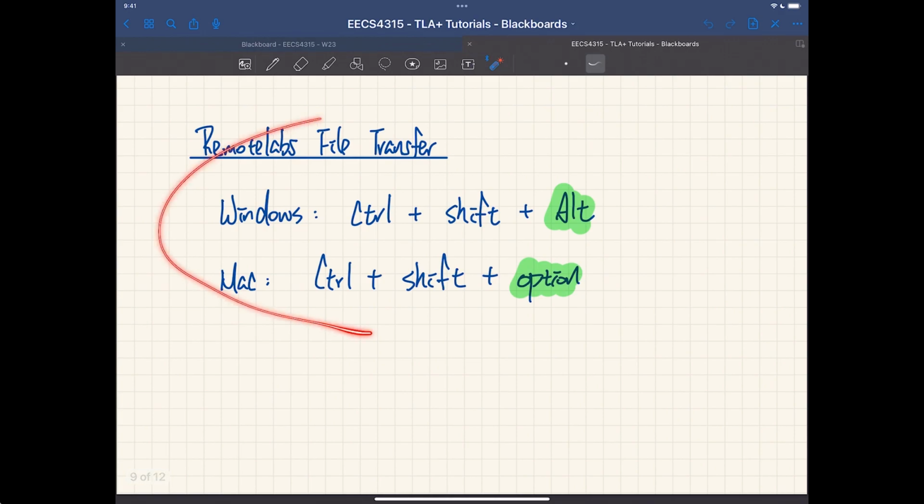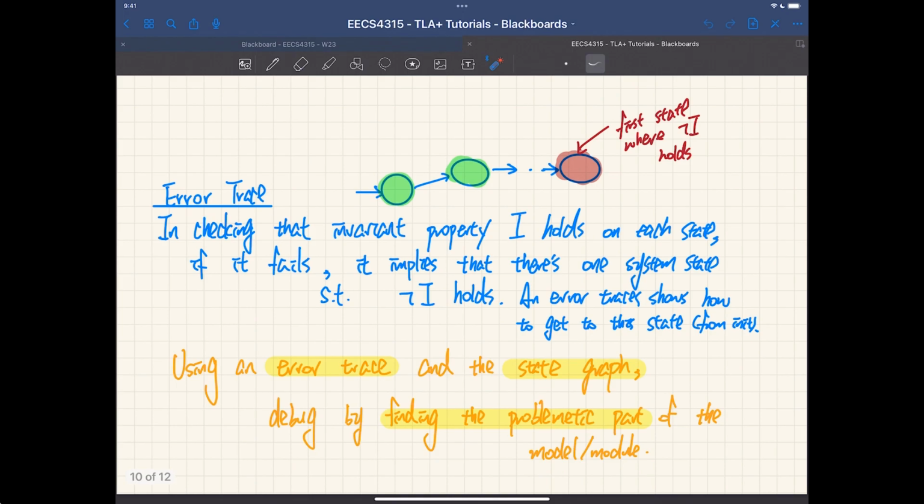And this is just some tip about transferring file. You can just pick it up very quickly. And the idea about an error trace, right? And I want to just quickly mention the connection, which we're going to review today as well.